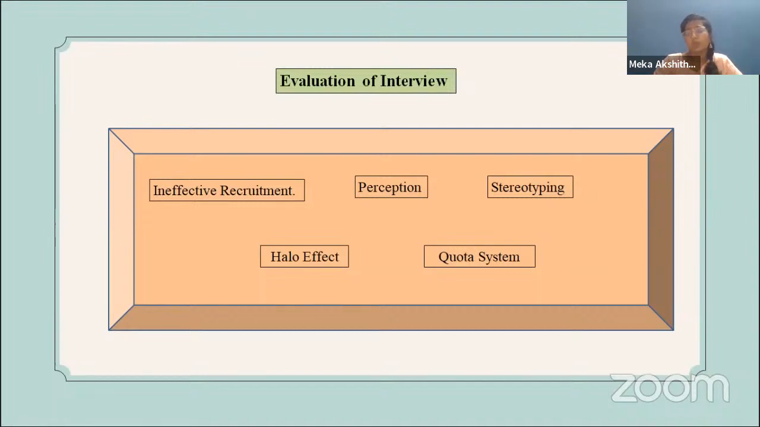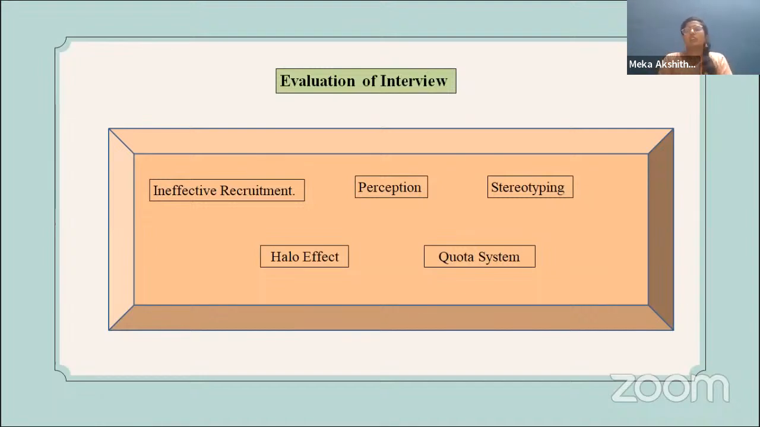Then comes stereotyping. Many individuals hold differing opinions, such as racial differences and gender differences. So the one who is taking the interview might have different types of opinions on different people. He or she might be holding some stereotypes in their mind.